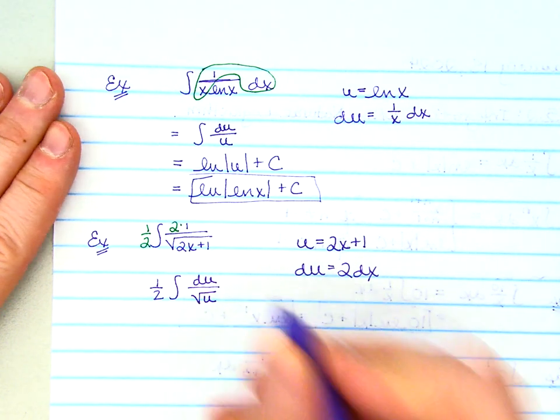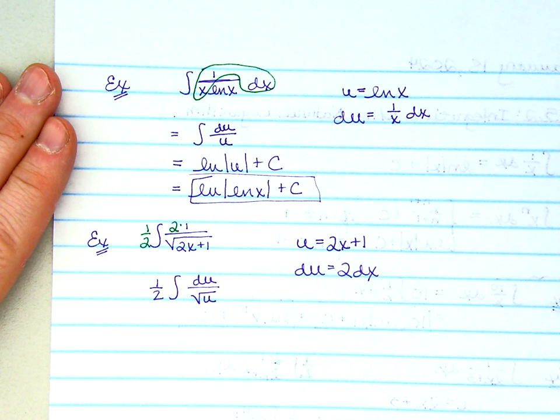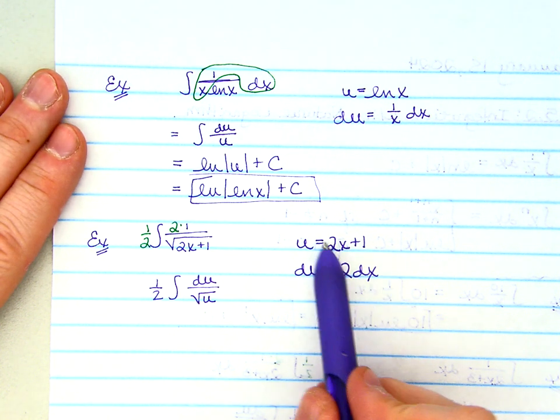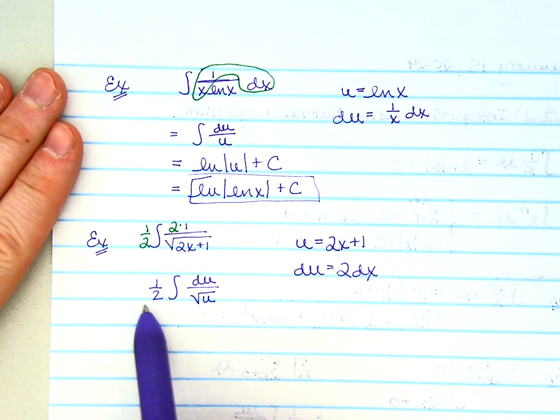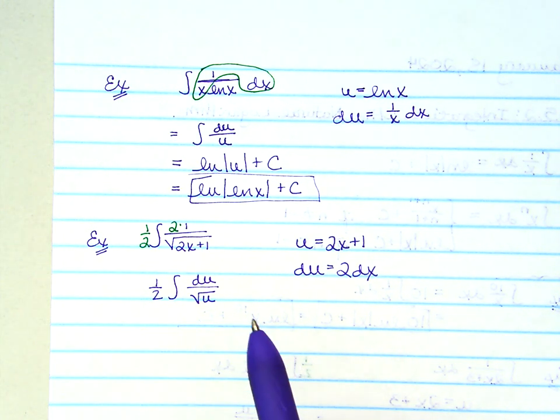I have a little bit of an issue here. I did my u substitution. U is 2x plus 1. Du is 2 dx, 2 in, 1/2 out. I've got this integral. I know how to integrate du over u. That's my natural log. But what if it's du over the square root of u? What do we do for du over the square root of u?